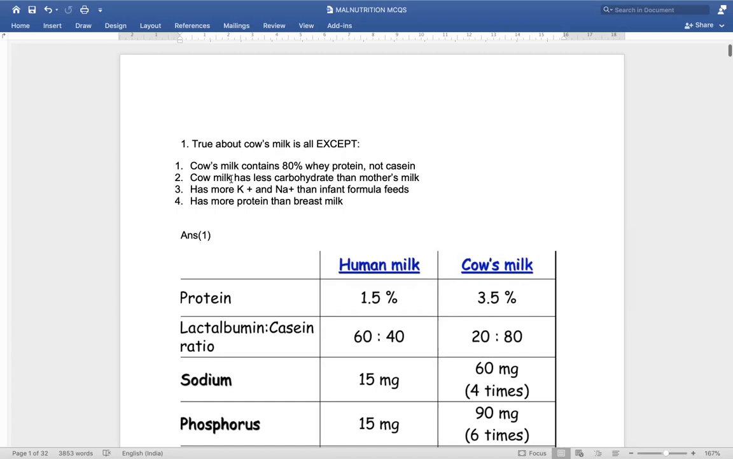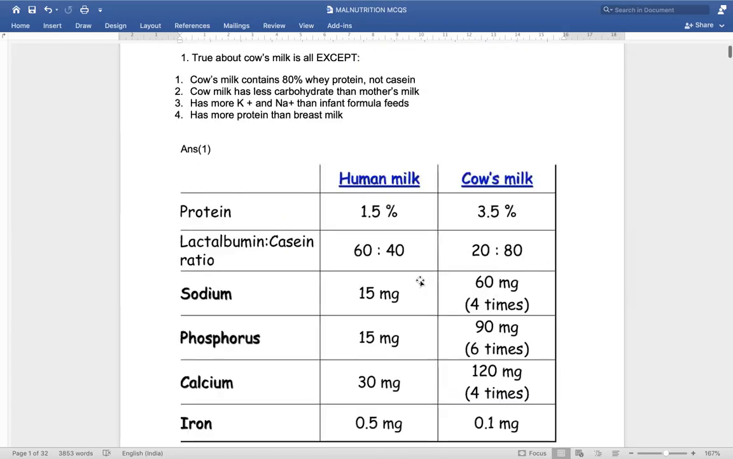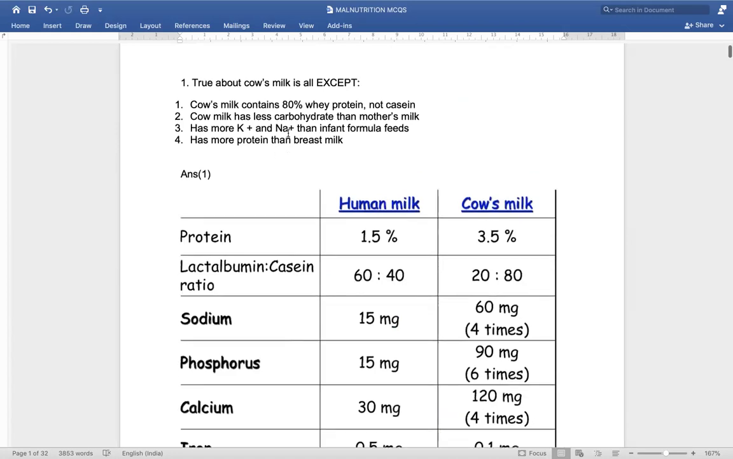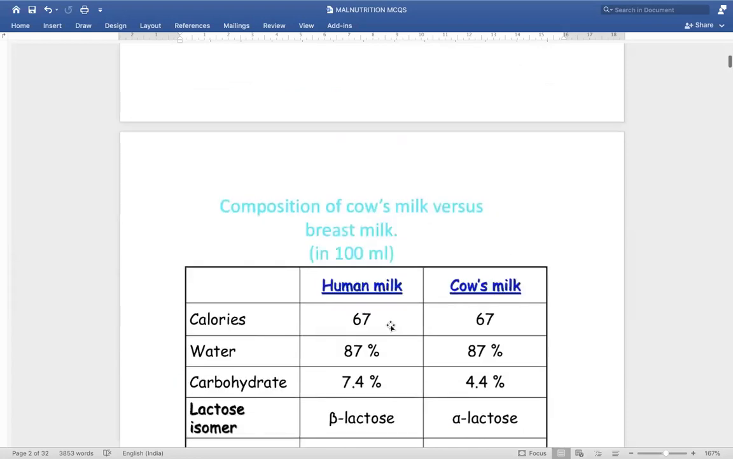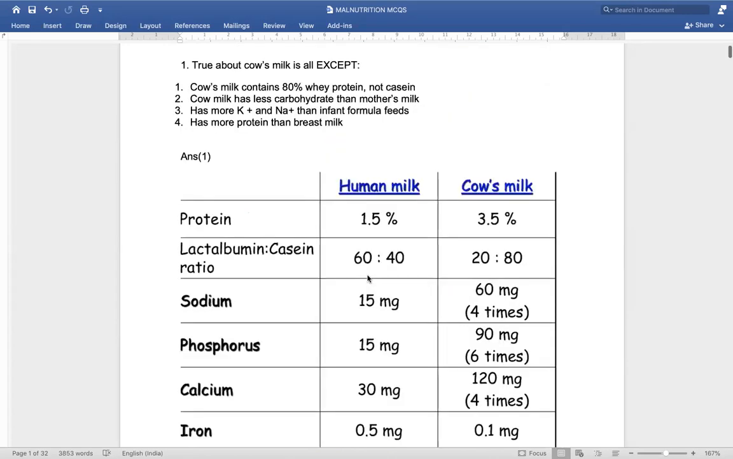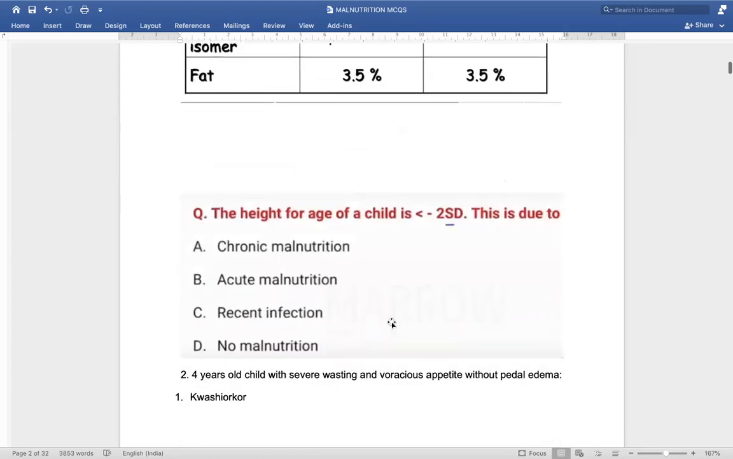If we see other things, cow milk has less carbohydrate than human milk. That is true, 7.5 and 4.5, and has more sodium and potassium, and has more protein than breast milk. So these are the compositions wherein you just have to brush up these numbers just before the exam. This can be asked as a match the following also, and also as an elimination question like this. Okay.